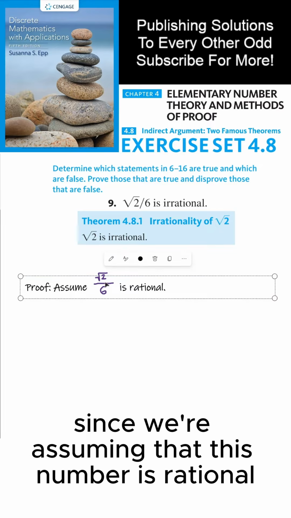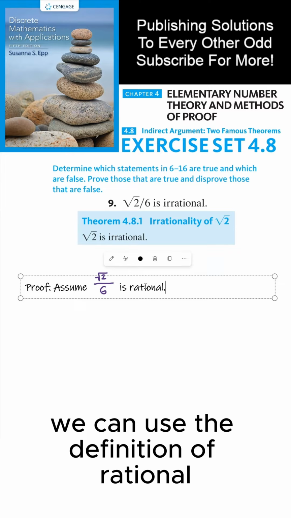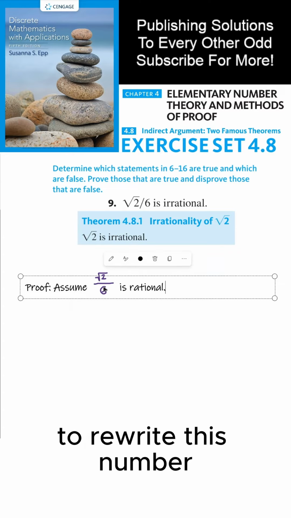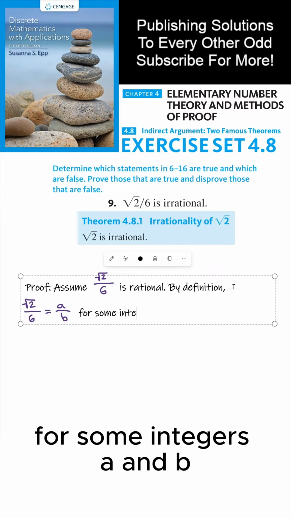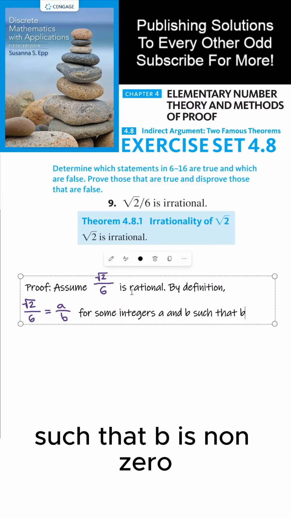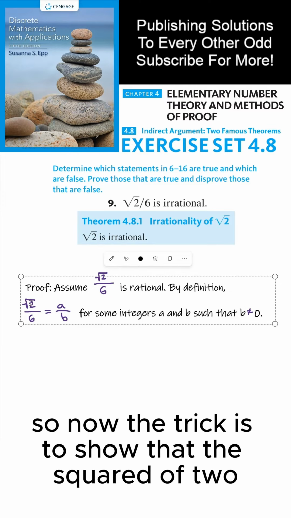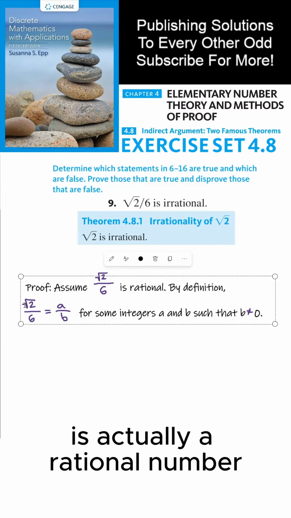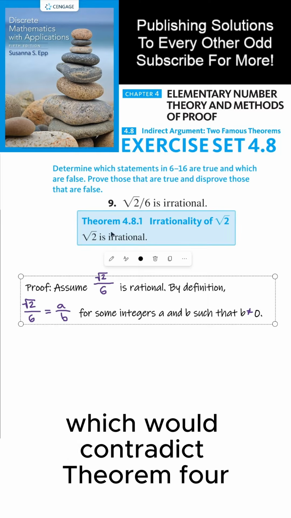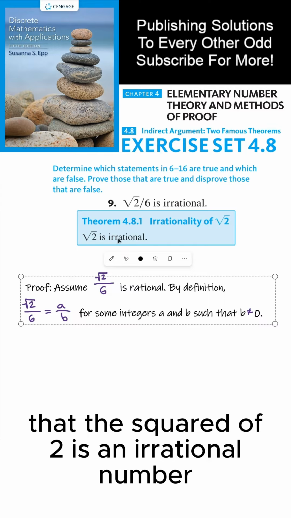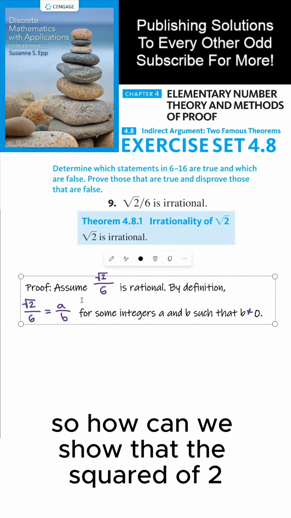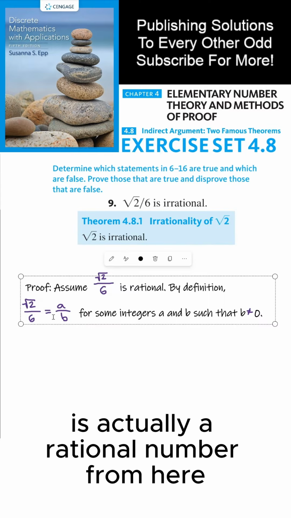Since we're assuming that this number is rational, we can use the definition of rational to rewrite this number. The square root of 2 divided by 6 equals a over b for some integers a and b, such that b is non-zero. So now the trick is to show that the square root of 2 is actually a rational number, which would contradict Theorem 4.8.1 that the square root of 2 is an irrational number. So how can we show that the square root of 2 is actually a rational number from here?